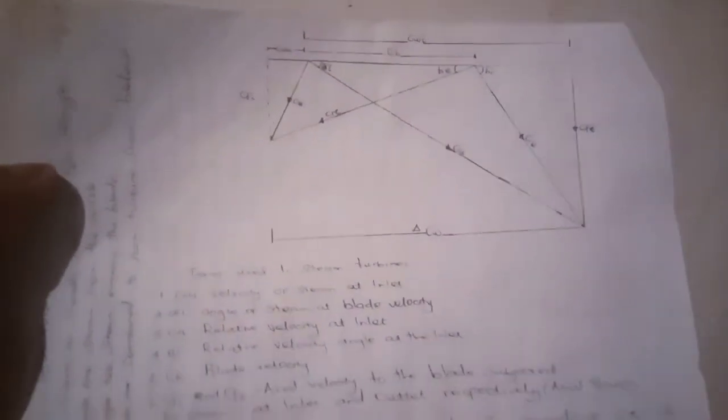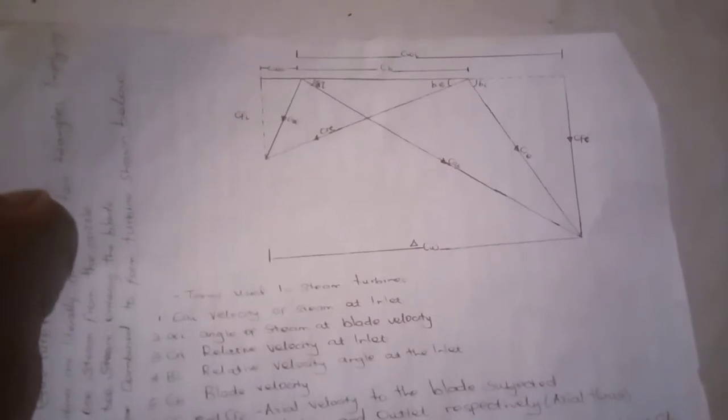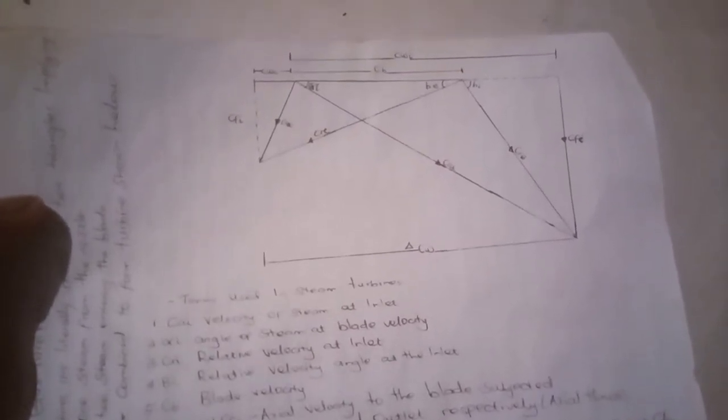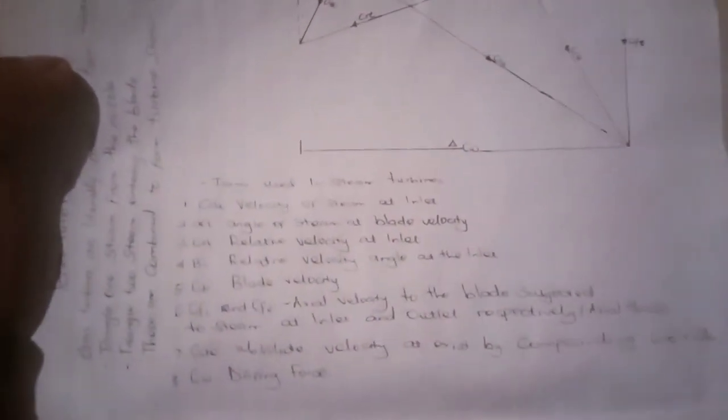Let's start. Steam turbines are made of two triangles, implying triangle 1, steam from the nozzle, and triangle 2, steam entering the blade. These are combined to form a turbine shown below. And now we are going to discuss terms used in steam turbines. For example, I've drawn an example of a steam turbine. There we have some terms used in defining steam turbines. I'll quickly move to the terms used in defining steam turbines.